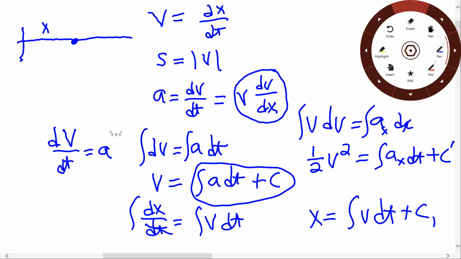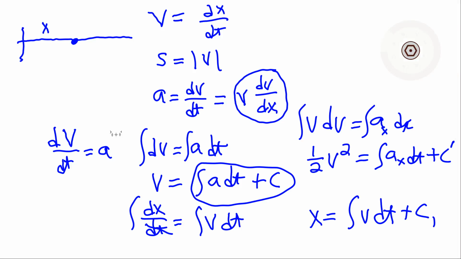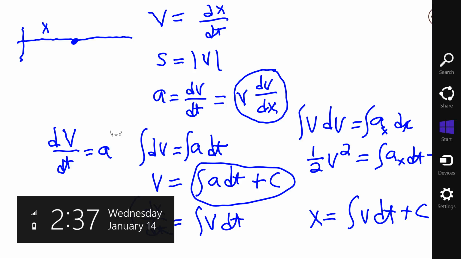So essentially that's the relationships between positions, velocities, and accelerations. All of chapter 12, virtually all of chapter 12, uses these derivatives and integrals to relate the values together depending on what it is that you're looking for. Okay.